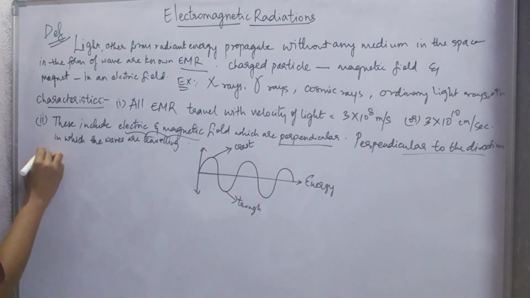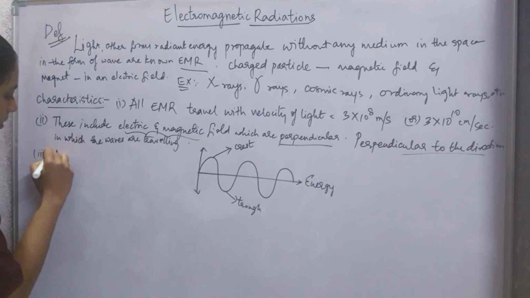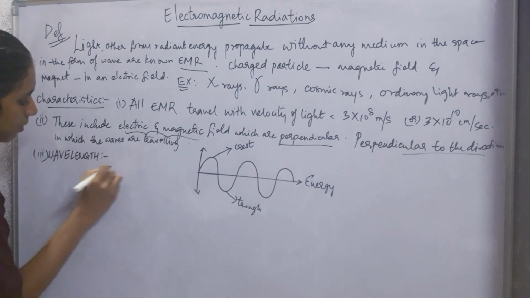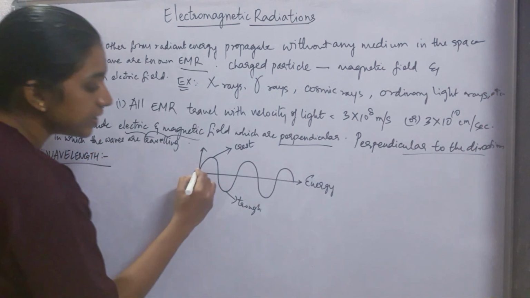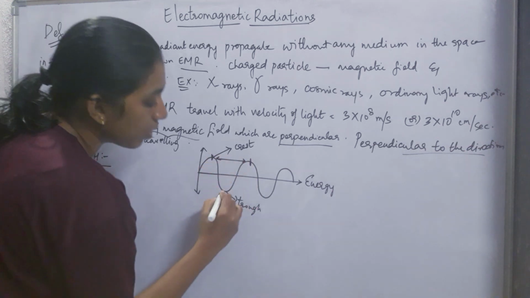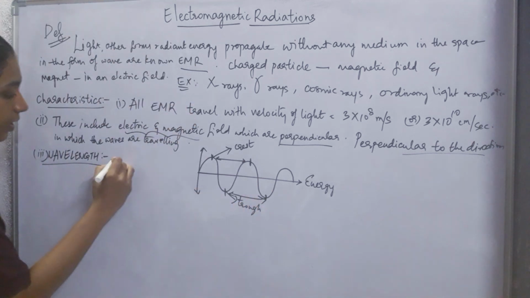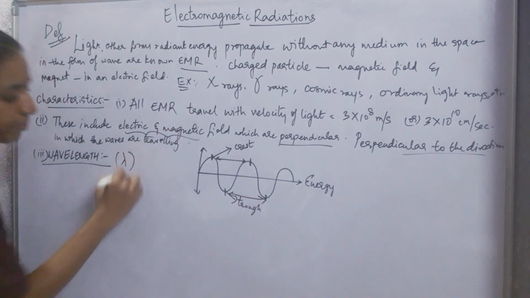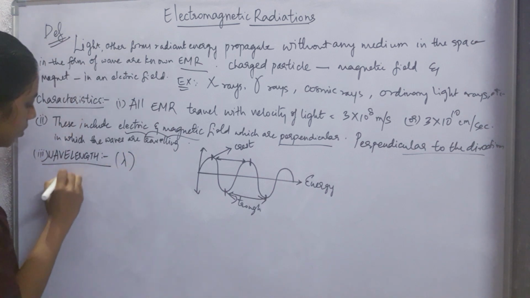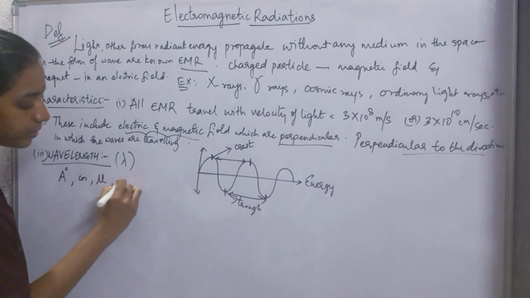Now we'll be learning the third main characteristic, which is wavelength. Okay, what is wavelength? The distance between two nearest crests or two nearest troughs is called wavelength, and it is denoted by lambda. It is expressed in terms of angstrom, centimeter, micron, nanometer.